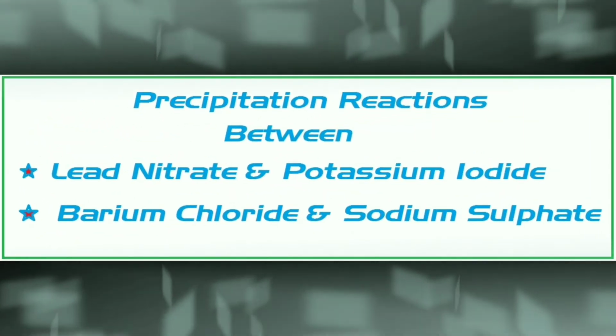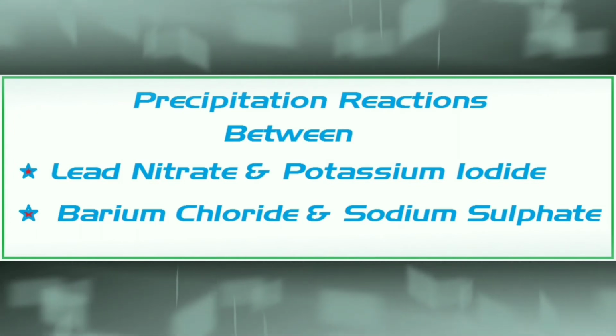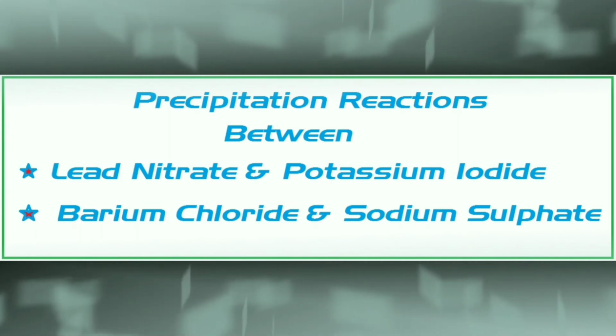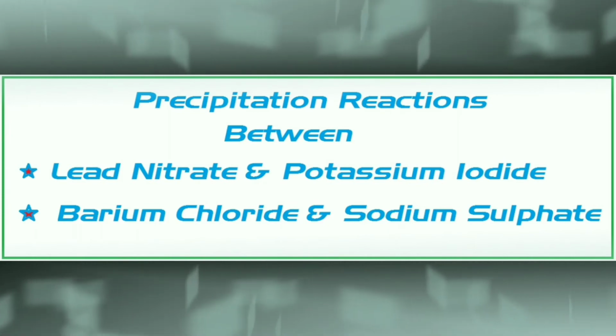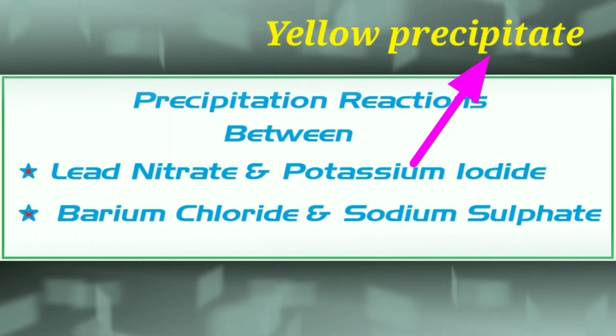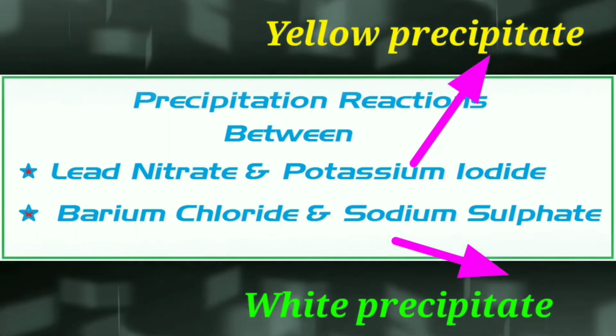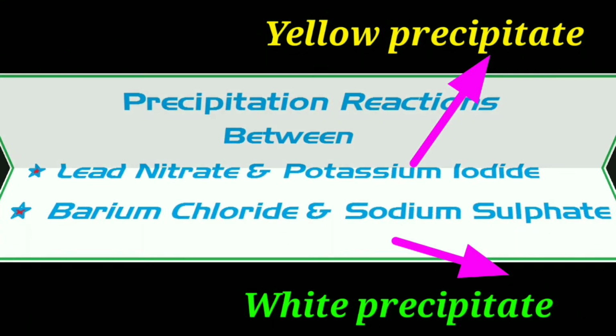Now precipitation reactions. Just a short while ago, we have seen two examples of double displacement reactions. Number 1, the reaction between lead nitrate and potassium iodide in which yellow precipitate of lead iodide was formed. And second, the reaction between barium chloride and sodium sulfate in which white precipitate of barium sulfate was formed.